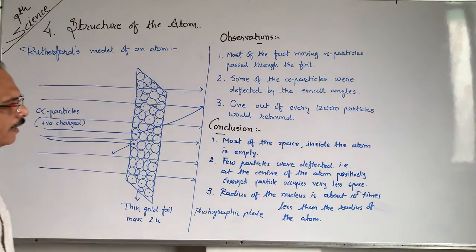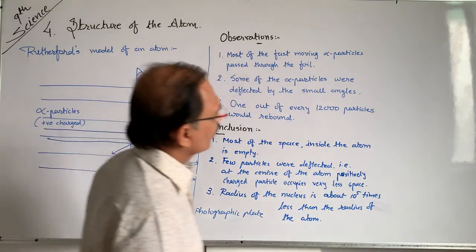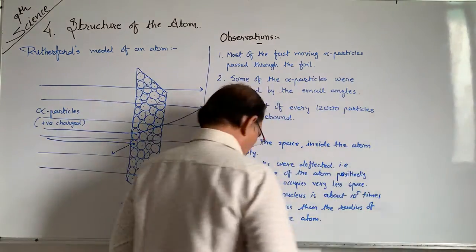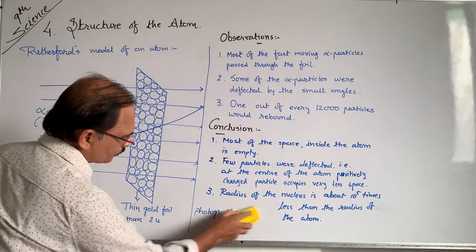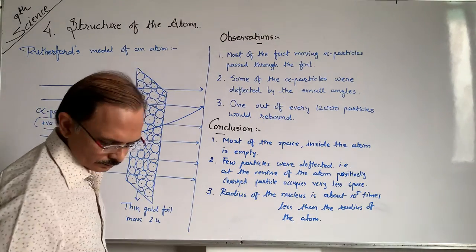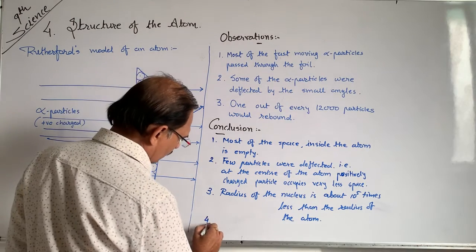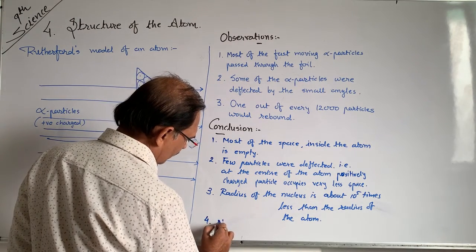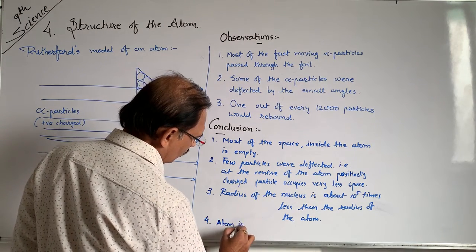From this also we can conclude that the atom is hollow. Mainly it contains a very small nucleus, just like this. The nucleus contains protons, and electrons revolve around it. So the atom is hollow.